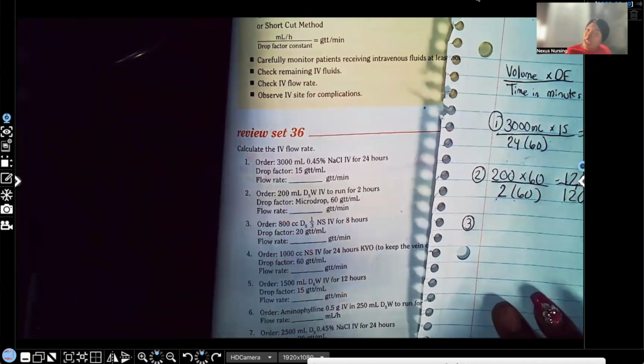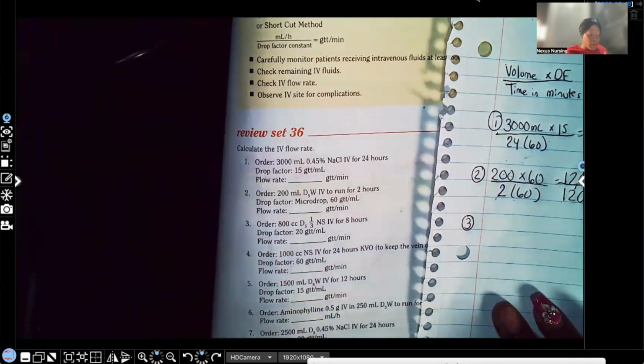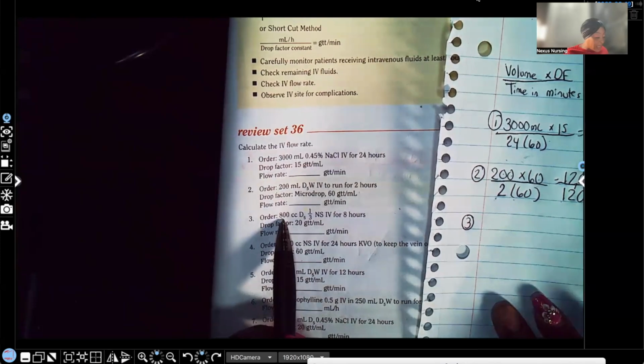800 cc's of D5 1/3 normal saline IV for 8 hours. Your drop factor is 20. Look how they try to trick you with this 1/3. Do we care about that 1/3? No, we don't. Because what we care about is the fluid volume, and the fluid volume is 800 cc's. So that's what we're going to plug in as our volume.